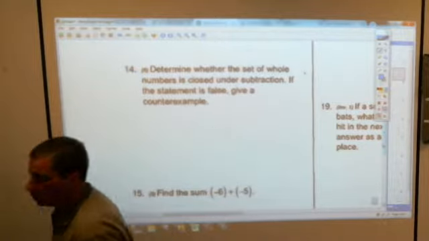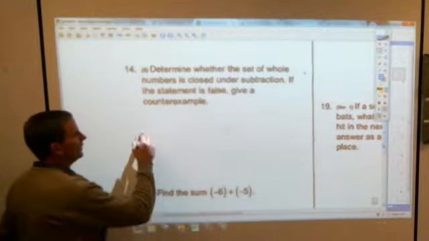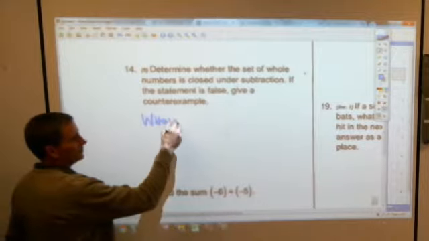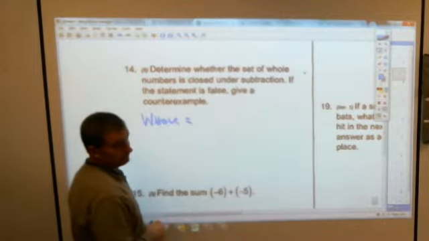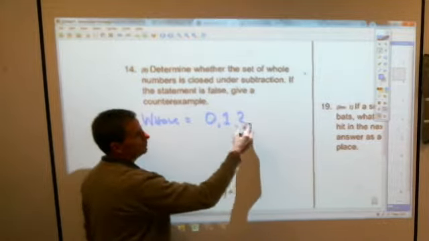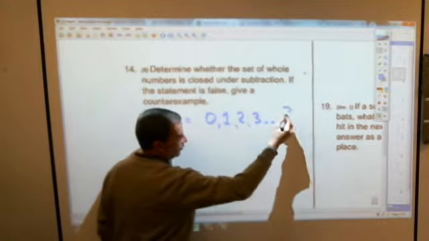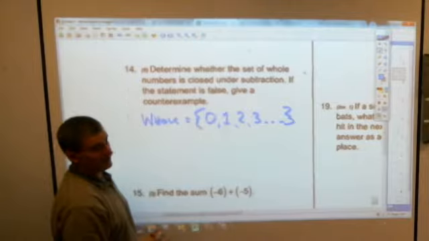Is the set of whole numbers closed under subtraction? If you subtract a whole number by another whole number, will you get a whole number? Always. Closed means that you have to be talking about sets of numbers, and we're talking about whole numbers. So you have to understand what the set of whole numbers are. Whole numbers are 0, 1, 2, 3, and it goes on forever this way. And you have to understand what whole numbers are not. Whole numbers are not fractions, not decimals, not negatives.